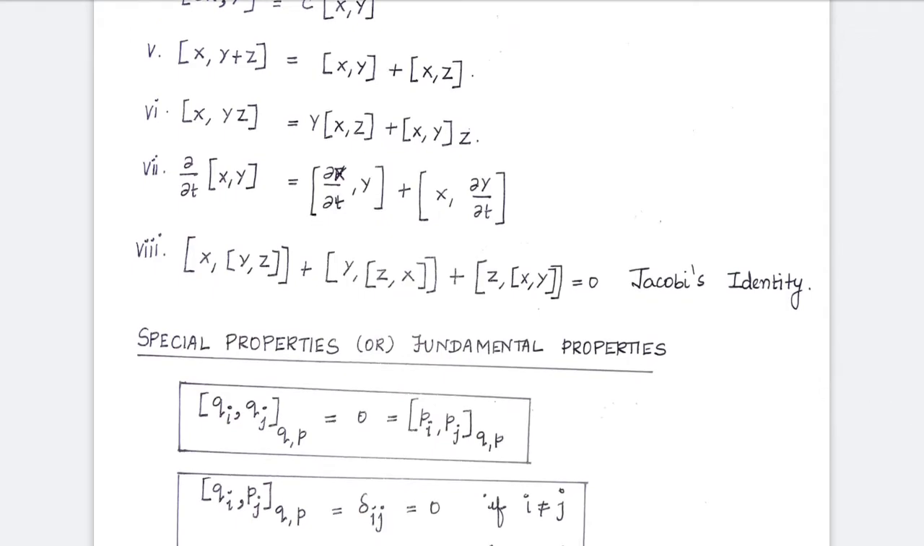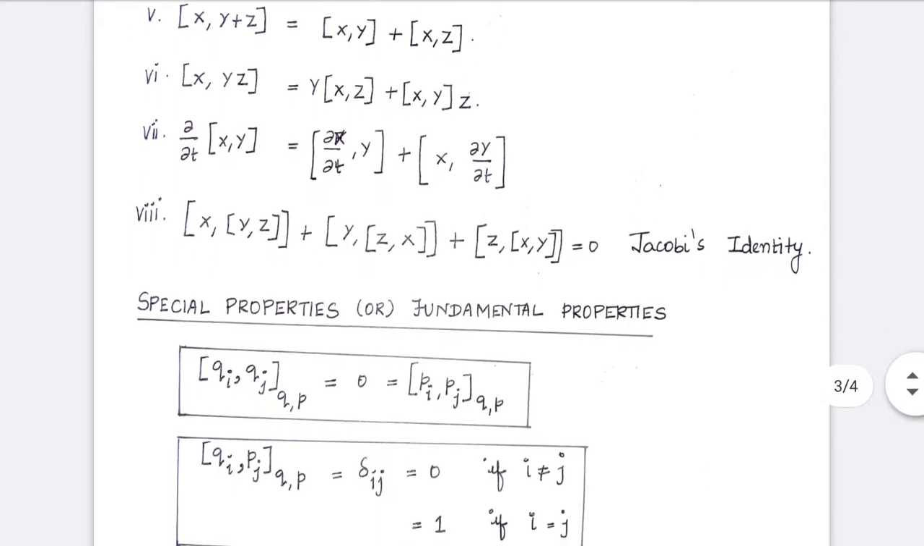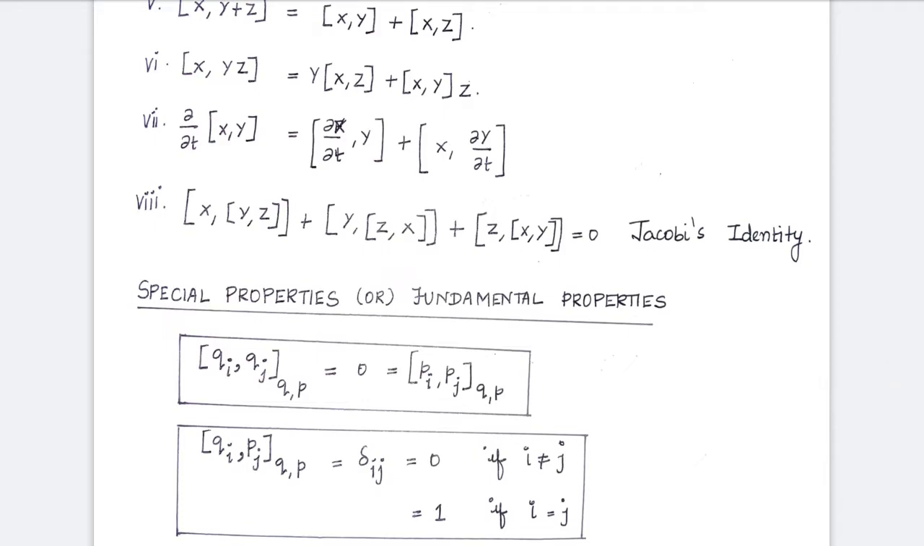And the eighth property is the Poisson's bracket of x with the Poisson's bracket of y comma z, plus the Poisson's bracket of y with the Poisson's bracket of z comma x, plus the Poisson's bracket of z with the Poisson's bracket of x comma y, will give you 0. This property is called Jacobi's identity.